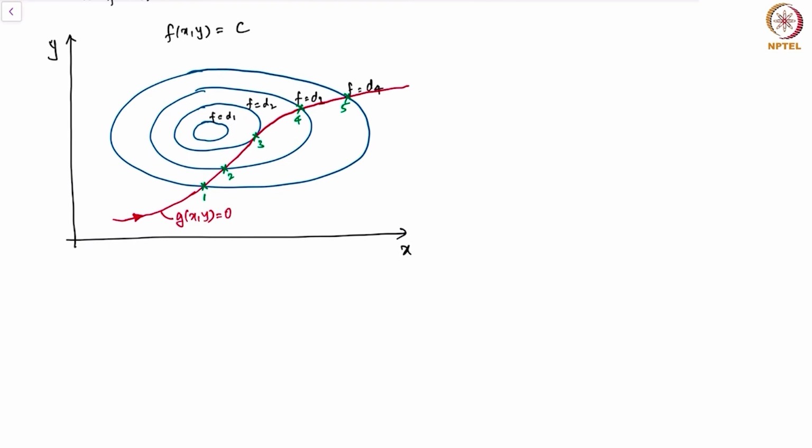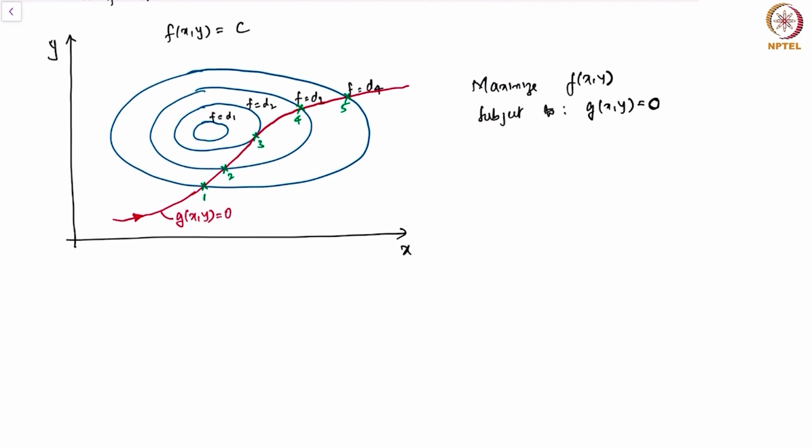The problem statement that is actually given to us is: maximize f of x comma y subject to g of x comma y is equal to 0. I've taken it to be 0, but it could be any constant. It doesn't really matter.